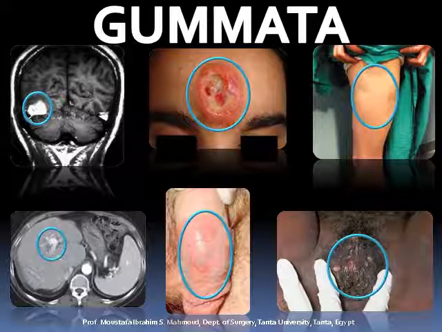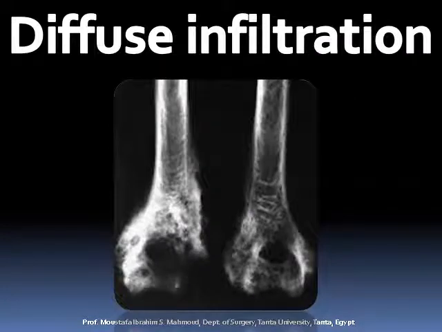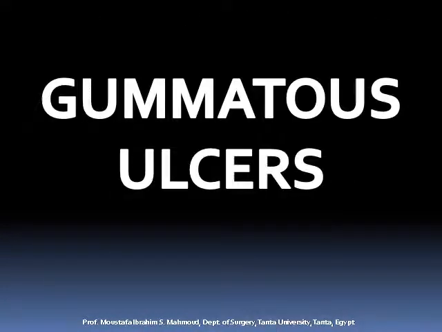Gummata. Diffuse gummatous infiltration is less common and occurs chiefly in the bones, joints, meninges, and testes. Diffuse gummatous infiltration. Gummatous ulcers.